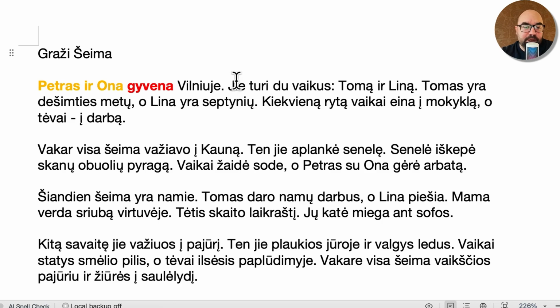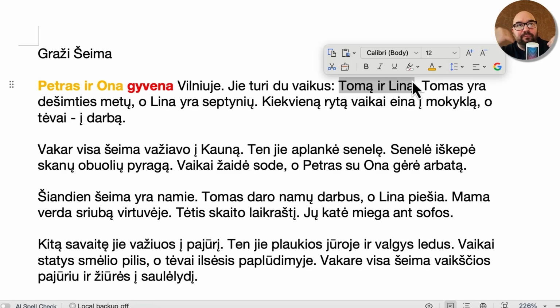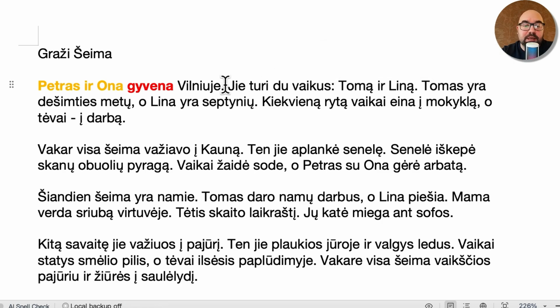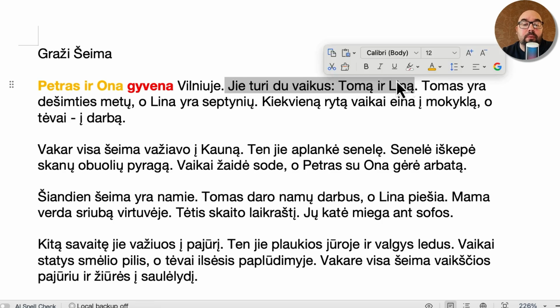Now, we don't repeat Petras ir Ona. We can say jie, they. Jie turi du vaikus, Tomą ir Liną. So now over here we have accusative case. Tomą, Liną. It's the same case that you would use, for example, I see what, right? I see Tomą, I see Liną. Aš matau Tomą, aš matau Liną. But in this case, jie turi du vaikus, Tomą ir Liną, right?